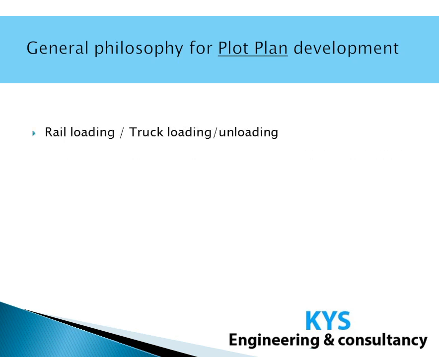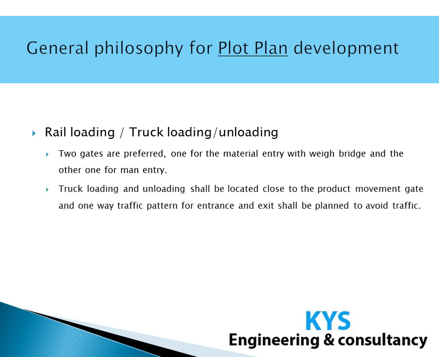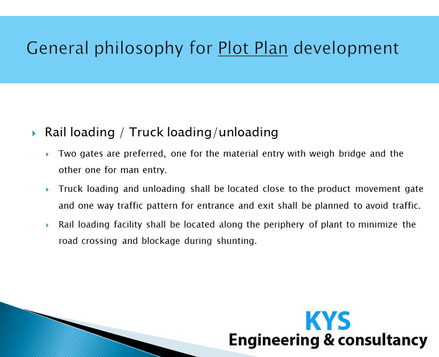Rail loading or truck loading, unloading. Normally we have at least two gates in a plant, one for material entry with weighbridge and the other for man entry. The truck loading and unloading shall be located close to the product movement gate, and it's better that we have one-way traffic for entrance and exit, so that traffic can be minimized. Rail loading facility, if we have one, shall be located along the periphery of the plant to minimize road crossing and blockage during shunting.